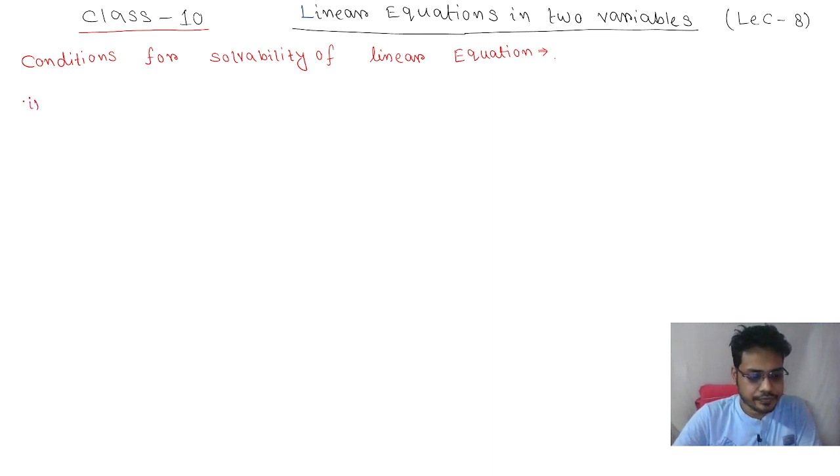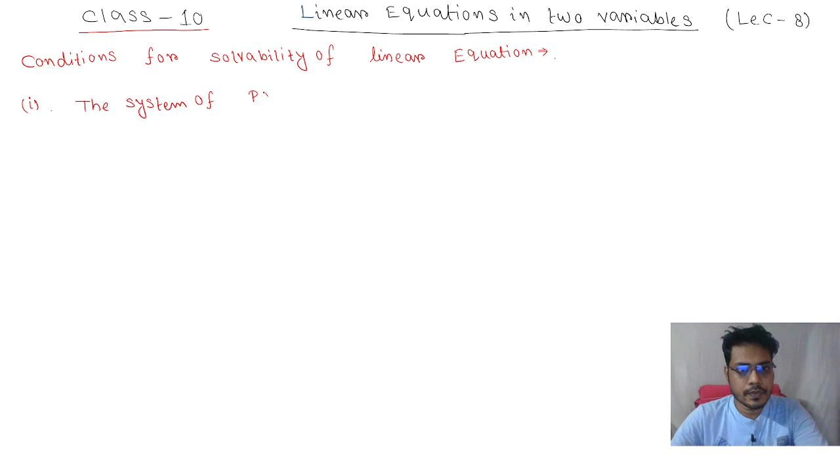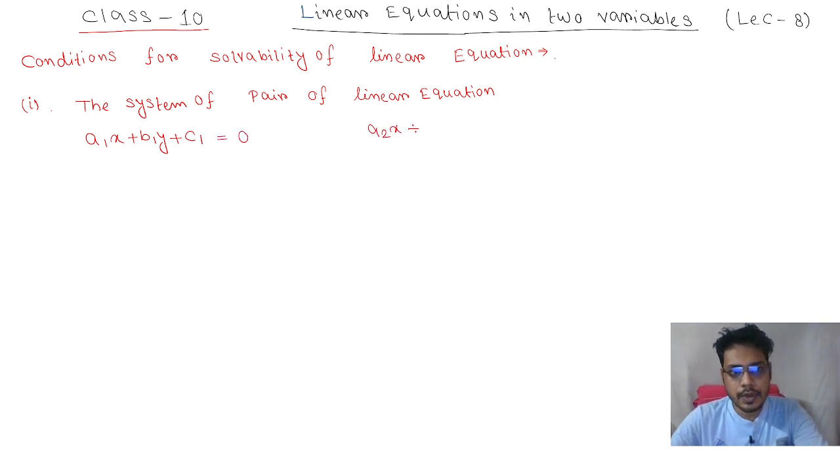The first condition: if a system of pair of linear equations is given, that is a1x plus b1y plus c1 equals 0 and a2x plus b2y plus c2 equals 0.